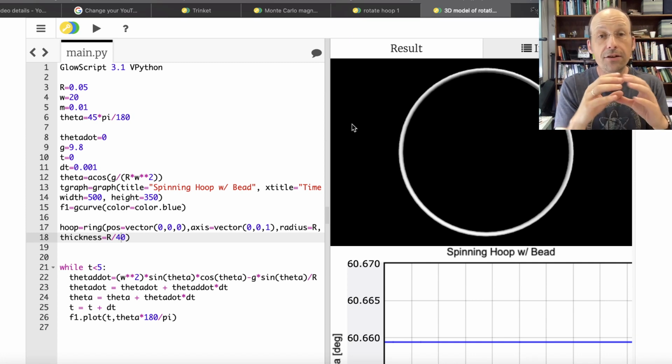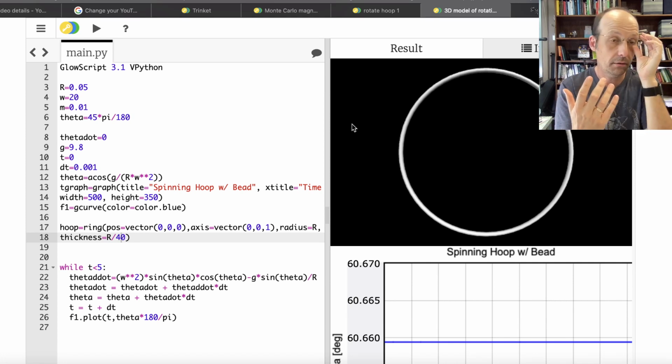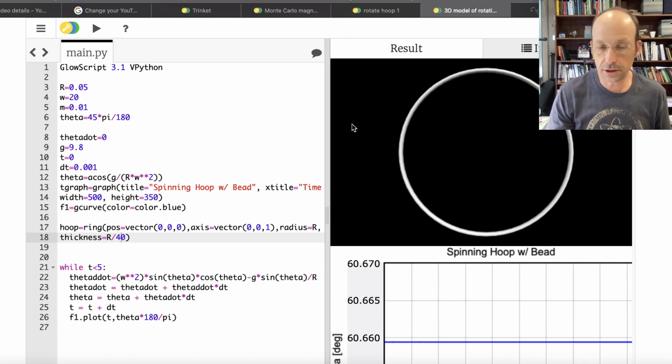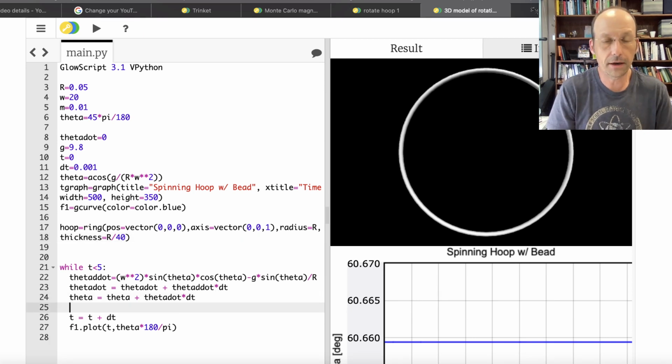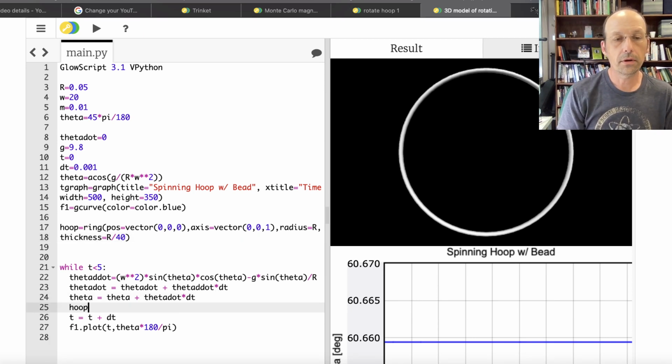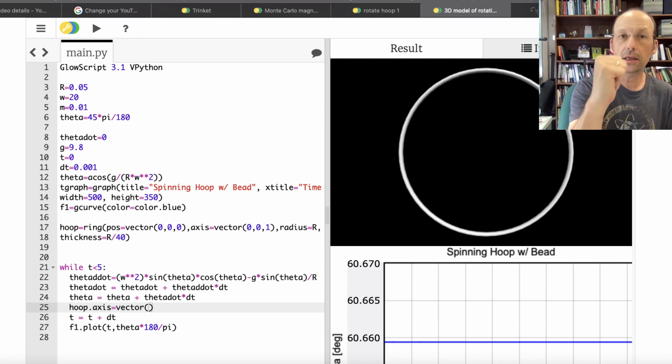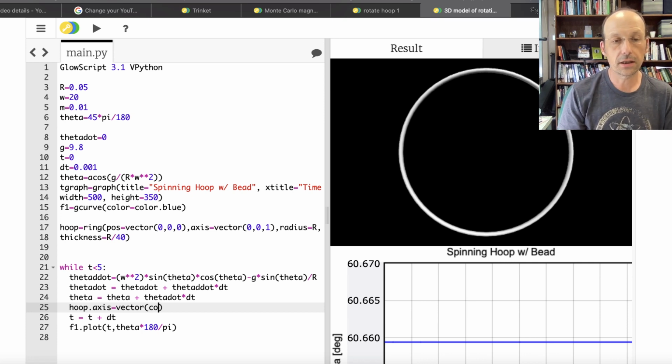So if I change that axis vector, then it will rotate, right? If I just change it each time. So let's just try this. Down in my loop, before update time, I'm going to say hoop dot axis equals vector. I want to change the x and z components. I don't want to change the y component of the axis. So let's just say this: cosine omega times t, 0, sine omega times t.